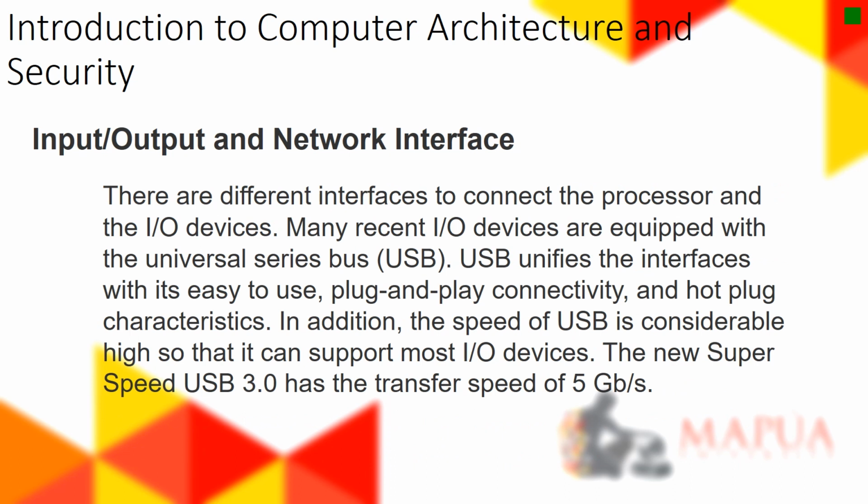There are different interfaces to connect the processor and the I/O devices. Many recent I/O devices are equipped with the USB, or Universal Serial Bus. The USB unifies the interfaces with its easy-to-use plug-and-play connectivity and hot plug characteristics. In addition, the speed of USB is considerably high so that it can support most I/O devices. The new super-speed USB 3.0 has a faster speed of 5 gigabits per second.